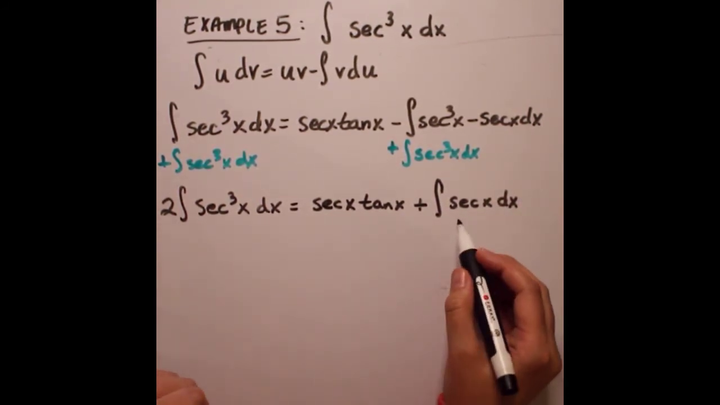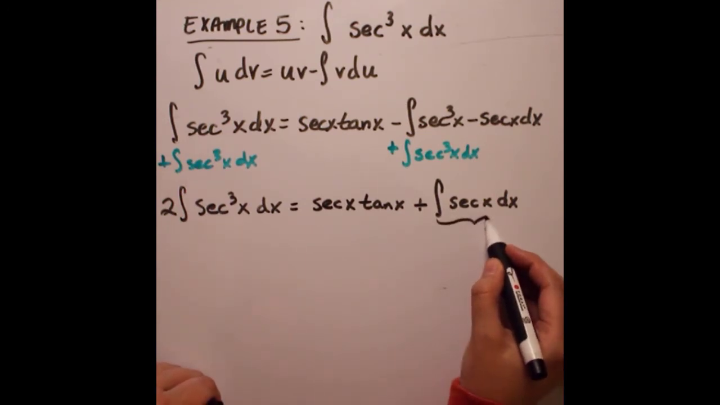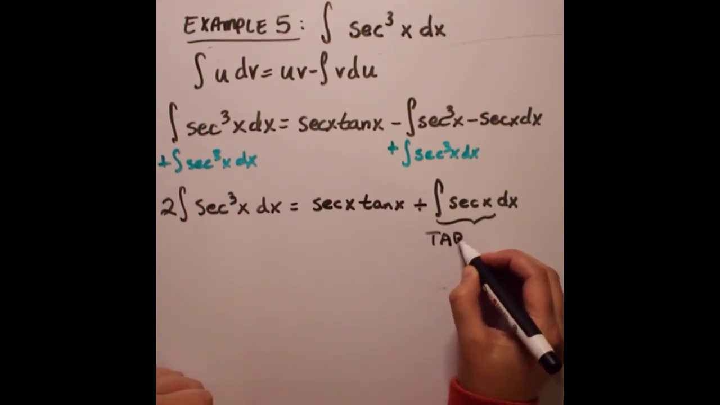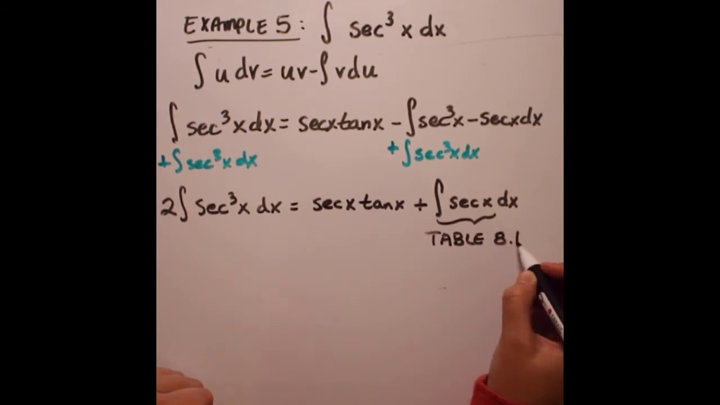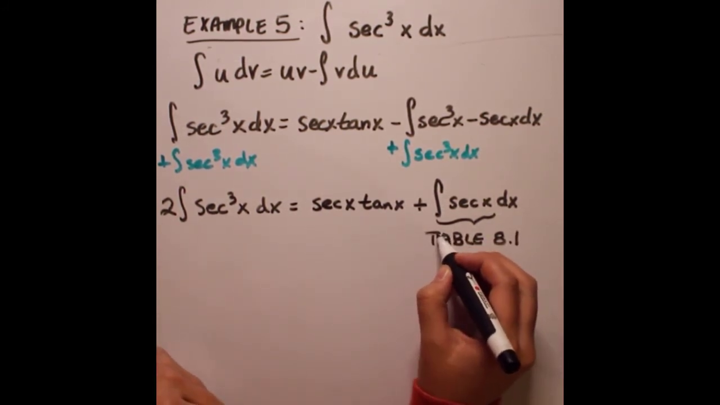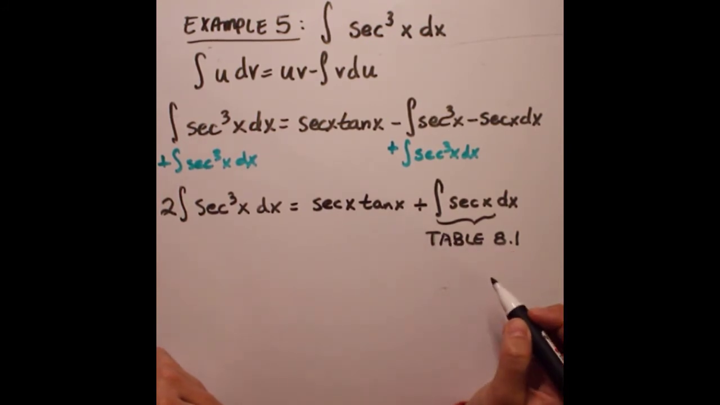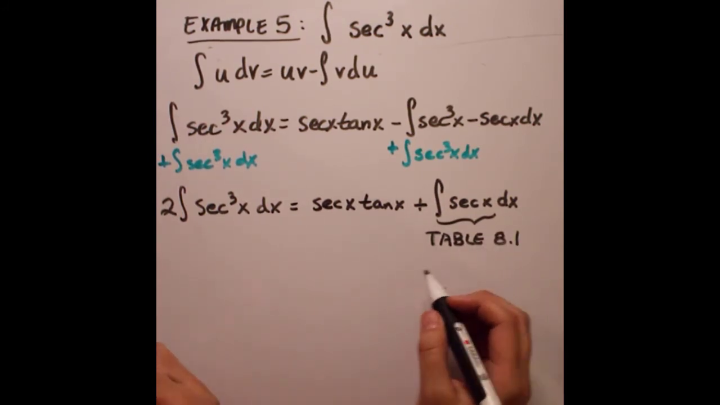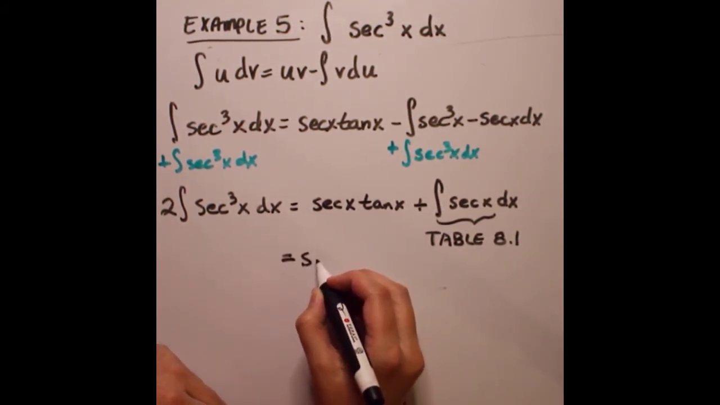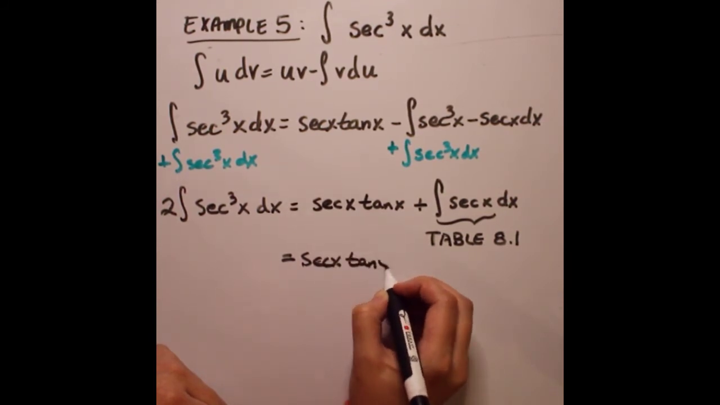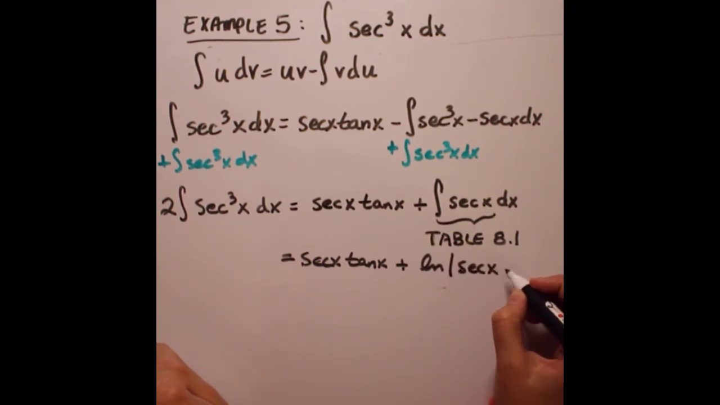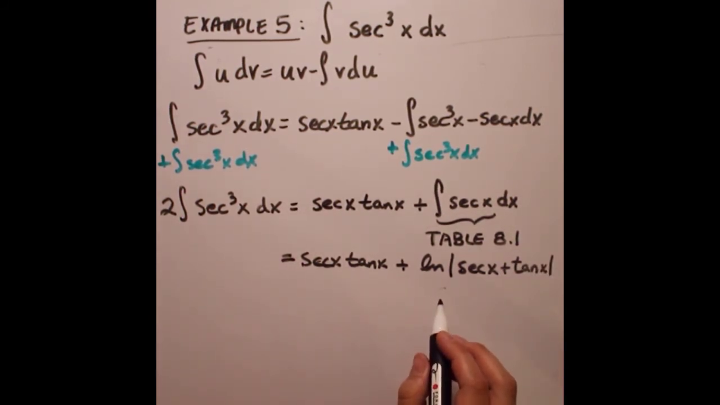Alright, and so what's left, this last integral, we actually know this one. And this is one of the ones that was on our table 8.1 from a previous section. And it's one that it would be good to know by memory. I'm not a big proponent of memorizing, but this is one that is a little harder to derive, but if you know it, it's fast. So this now becomes secant x tangent x, and then this integral is the natural log of secant x plus tangent x. Now this is not our answer, and here's why.